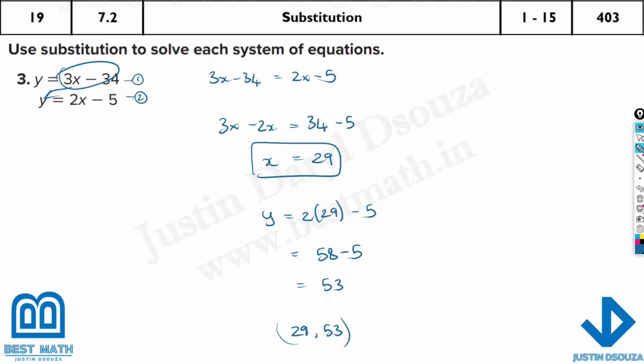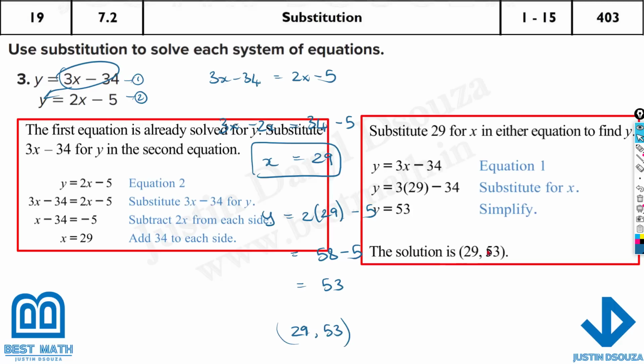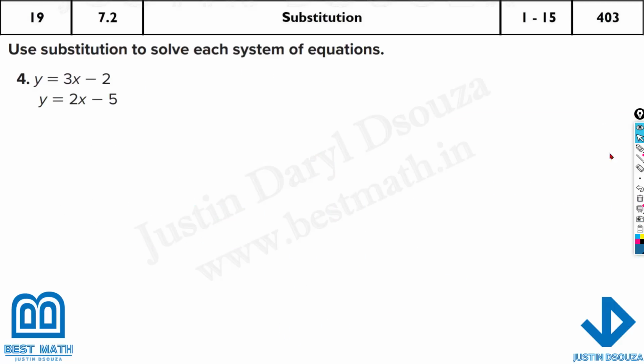That's the solution. You need to write the steps in detail as I did for the first two problems. But over here, I've directly solved the answer. It's 29 and 53. You can see this is the solution. Here as well, it's the same thing. I just quickly solved it.